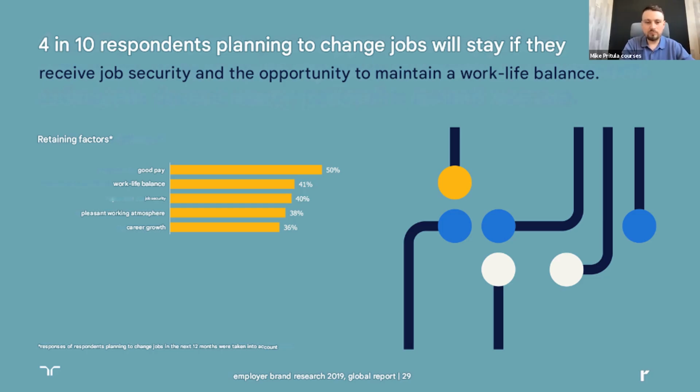Next. Now those who are planning to change jobs. So 4 out of 10 people planning to change jobs will stay. This is what can keep people in the workplace. And if they receive good pay, balance, and job security. Again, job security is one of the top 3 factors here.